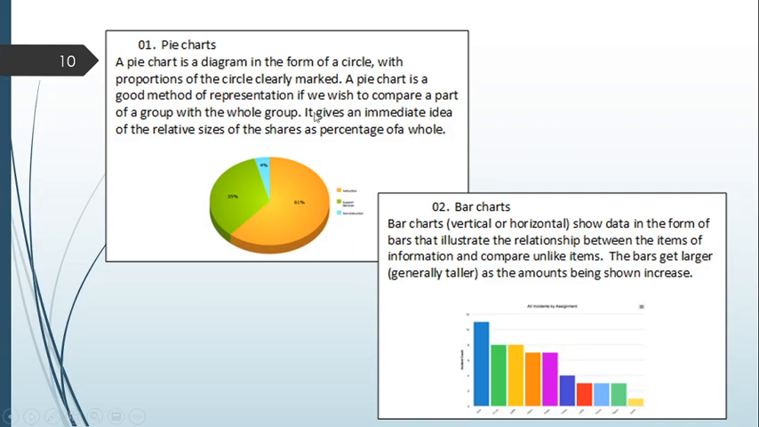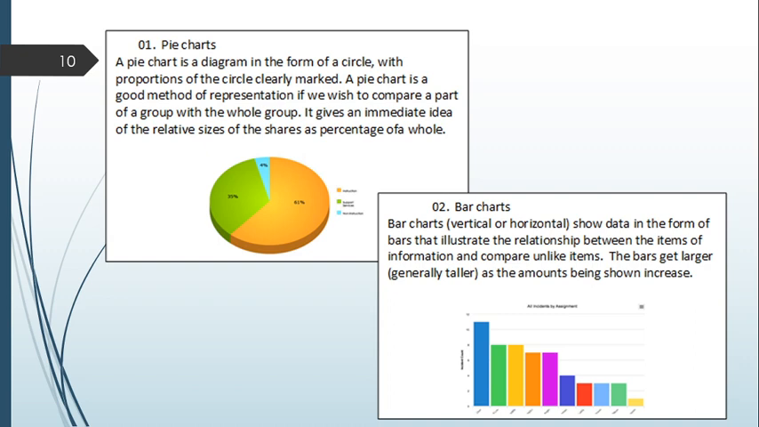So here the definition is given for pie charts, as I told you earlier. A pie chart is a diagram in the form of a circle with proportions of the circle clearly marked. A pie chart is a good method of representation if we wish to compare a part of a group with the whole group. It gives an immediate idea of the relative size and the shares as a percentage of a whole.